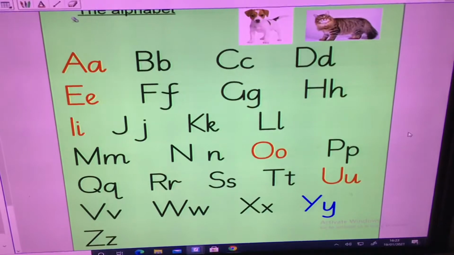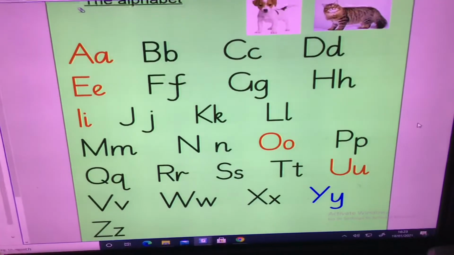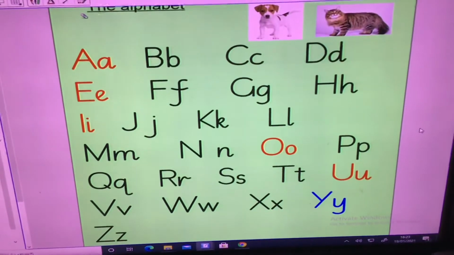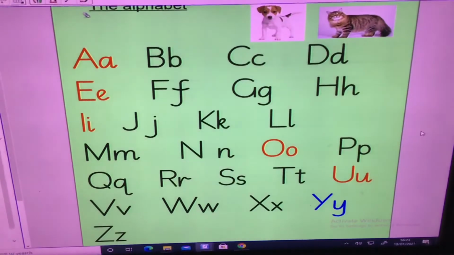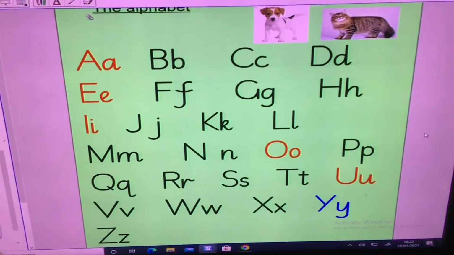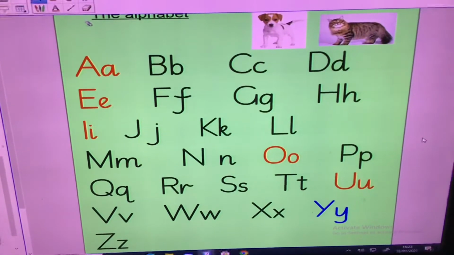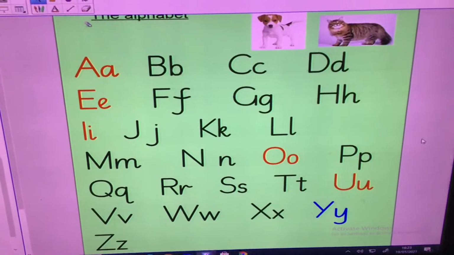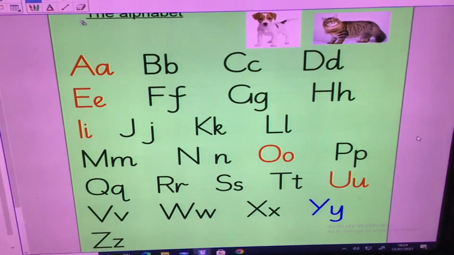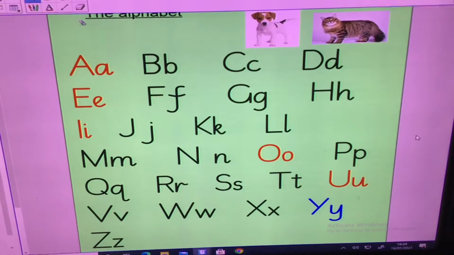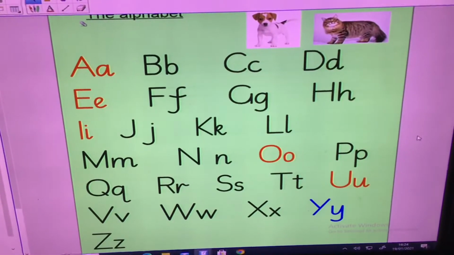So let's have a go this time at saying our alphabet backwards. So we're going to start with letter Z. Can you point at letter Z on the screen? Are you ready? And we're going to go backwards. Z, Y, X, W, V, U, T, S, R, Q, are you following with your finger?